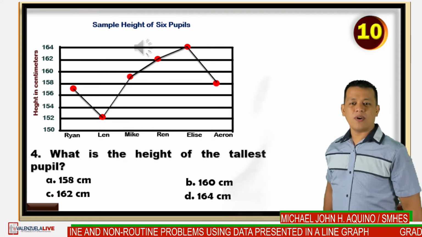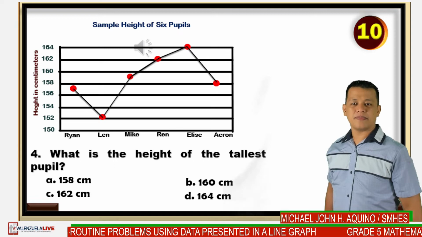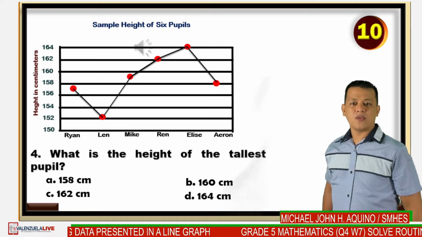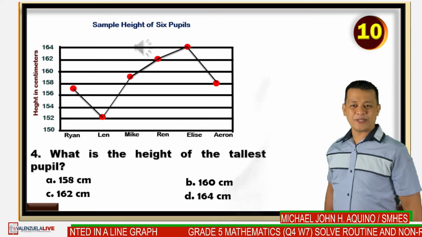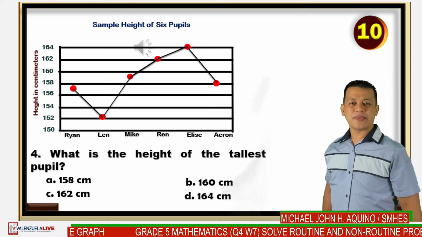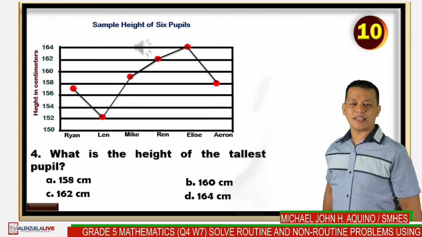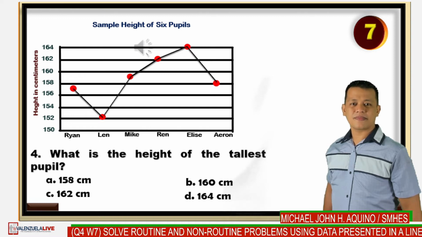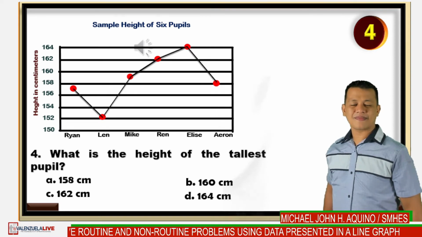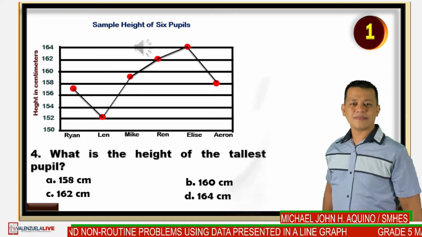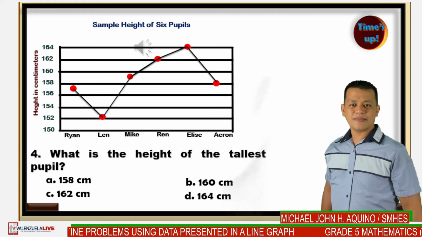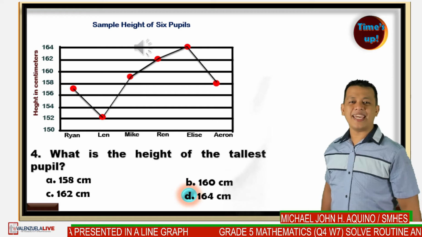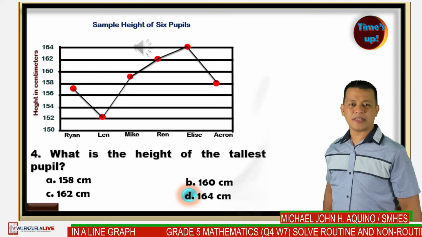Number 4, what is the height of the tallest pupil? Letter A, 158 centimeters. Letter B, 160 centimeters. Letter C, 162 centimeters. Letter D, 164 centimeters. Timer starts now. Time is up. The correct answer is letter D, 164 centimeters.